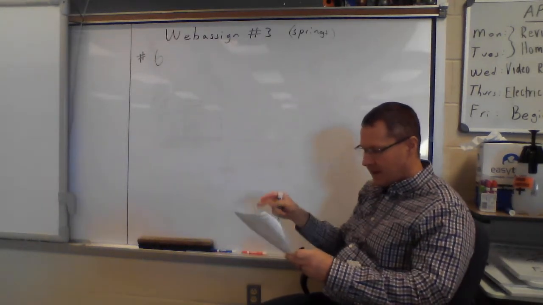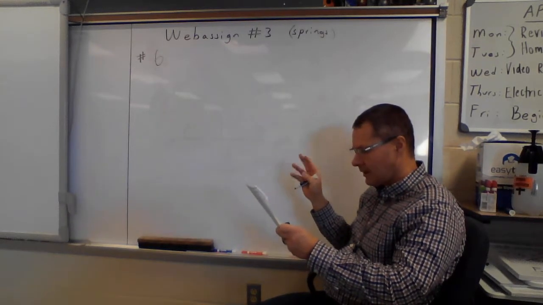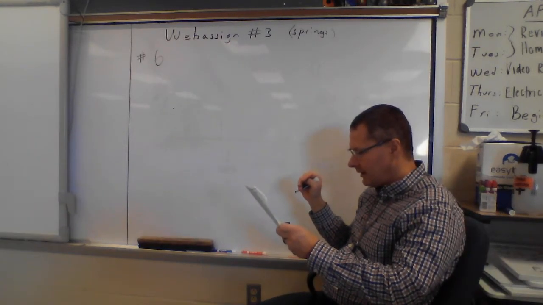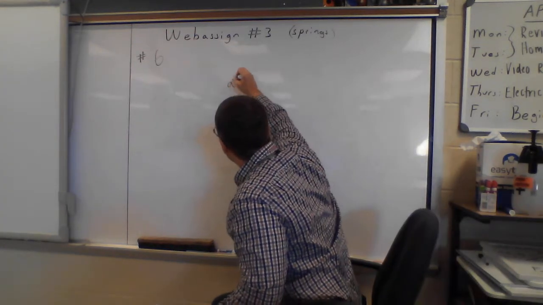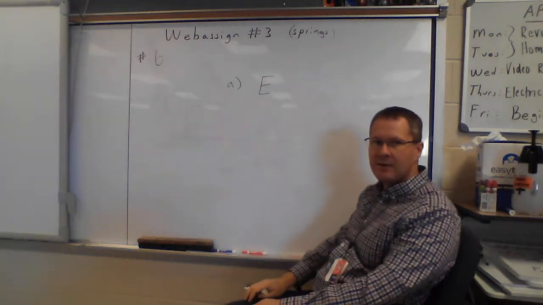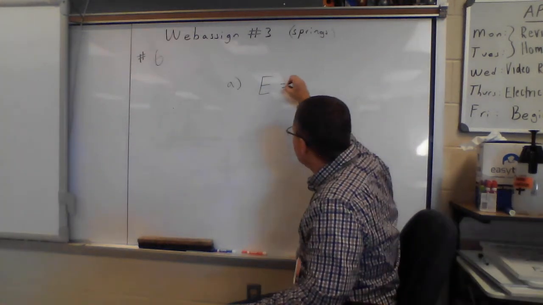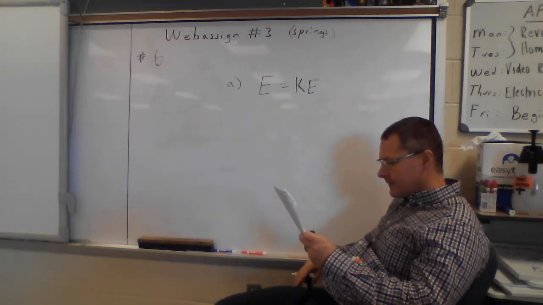Number 6 again has a block that's moving, something that's going to squish a spring or compress it, I think. So what you probably want to get for letter A is just how much energy the thing has. Well, this block is moving, so that means specifically kinetic energy.